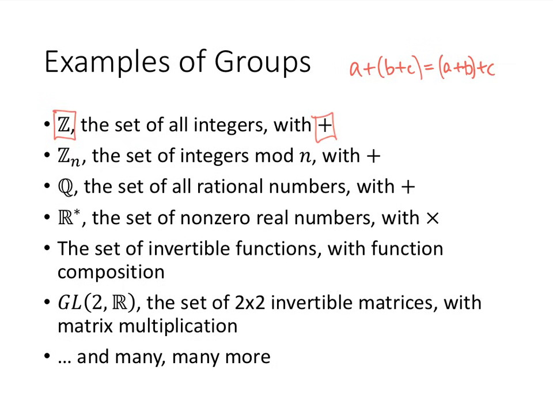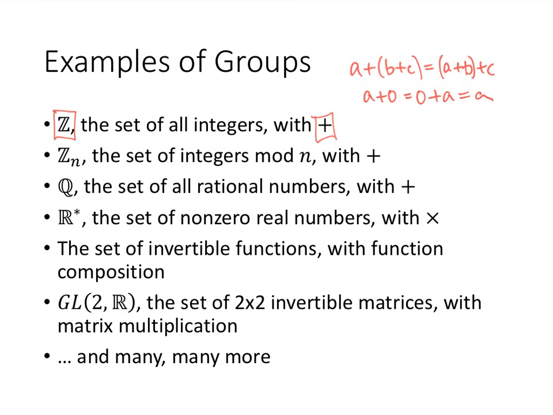We also need to make sure that there's an identity. In this case, the identity for integers is 0, because a plus 0 is equal to 0 plus a, which is equal to a. Notice that I'm not calling it E like I did on the previous slide, because in this case we know what that identity is. We know that identity is a good old 0.